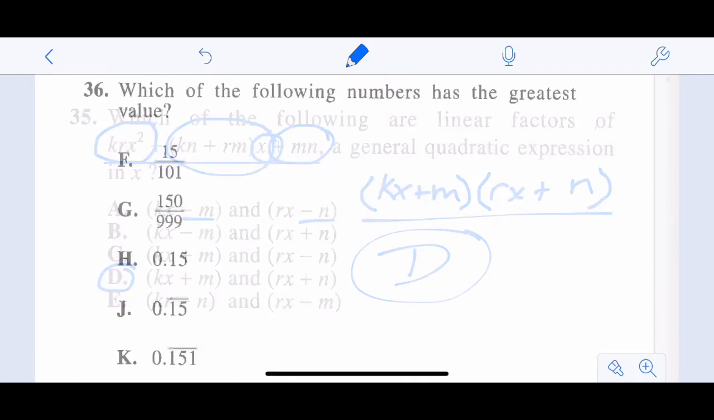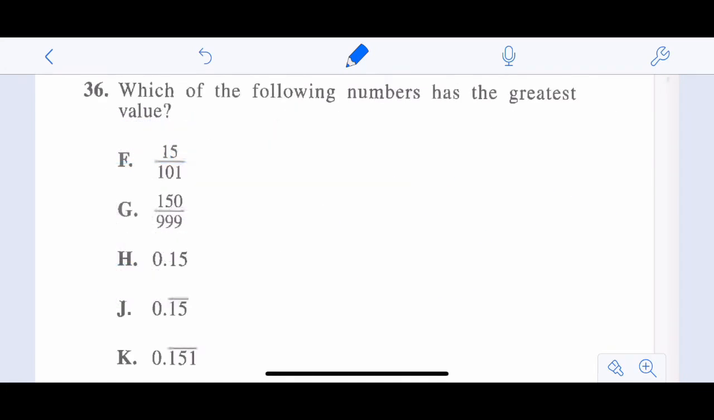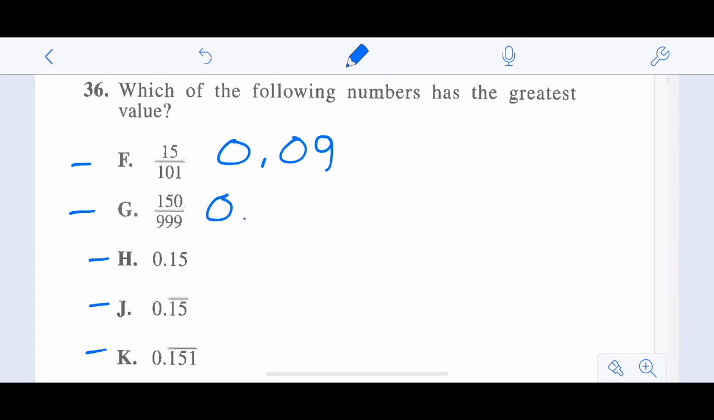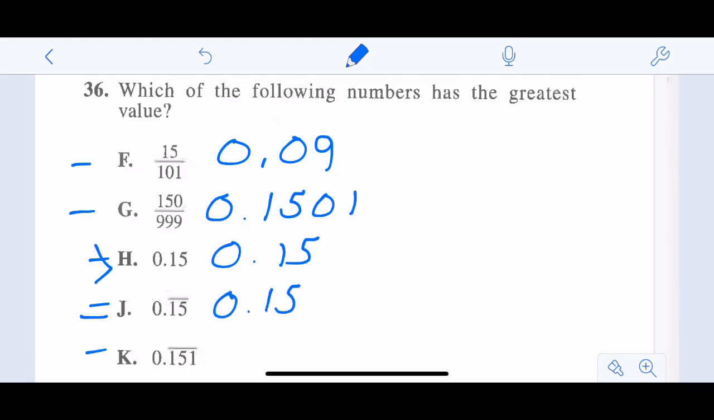So D. Which of the following numbers has the greatest value? So these are in decimals, so let's convert them all to decimals. So choice F, 15 divided by 101 is 0.09. Choice G is 0.1501. Choice H is obviously just 0.15. Choice J is repeating, so 0.151515, and just keeps going.